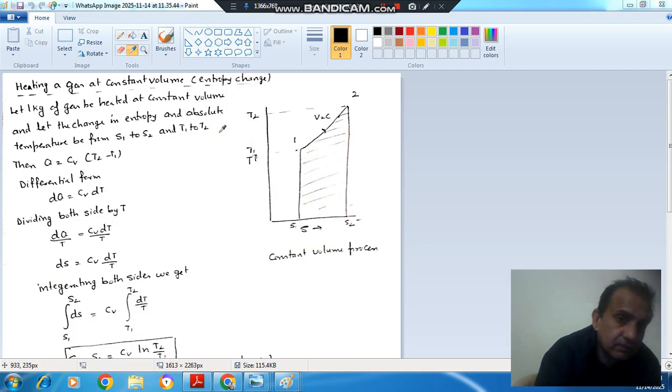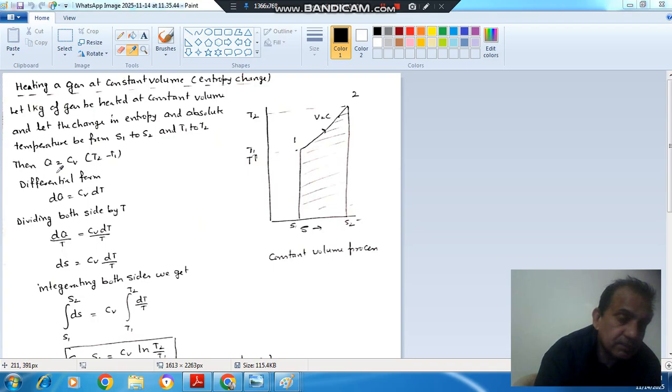In this chapter, the next topic is to find out the entropy change of constant volume heating. Suppose we have a gas of mass 1 kg and it is heated at constant volume, such that entropy changes from S1 to S2 and temperature changes from T1 to T2, and pressure from P1 to P2. So we have to find out the entropy change.